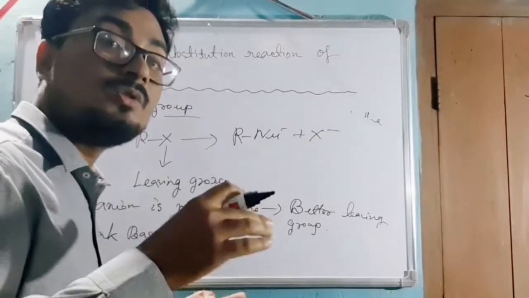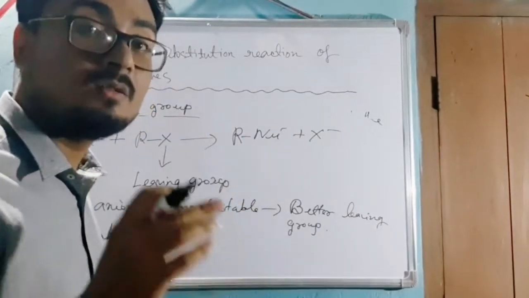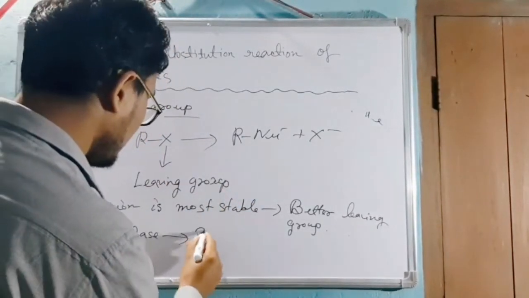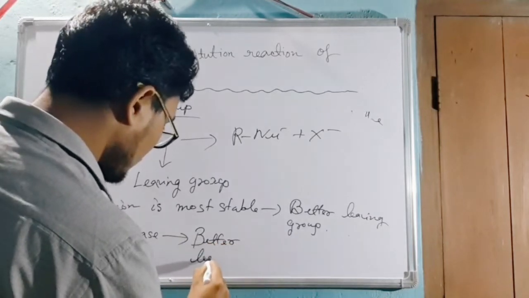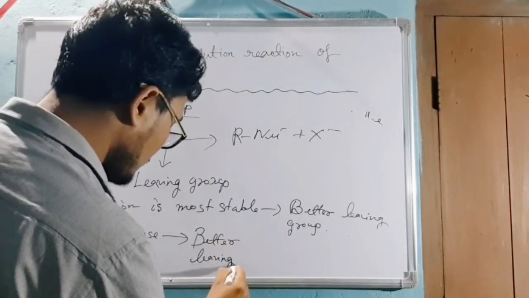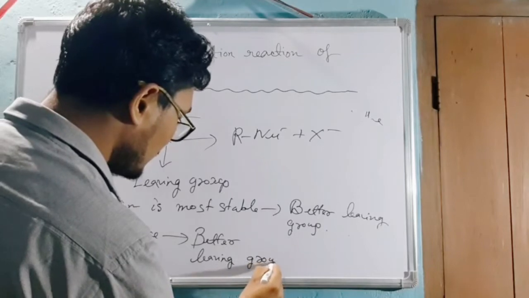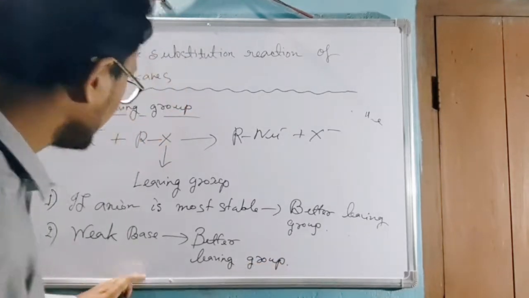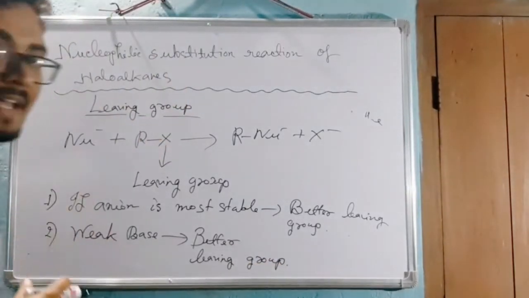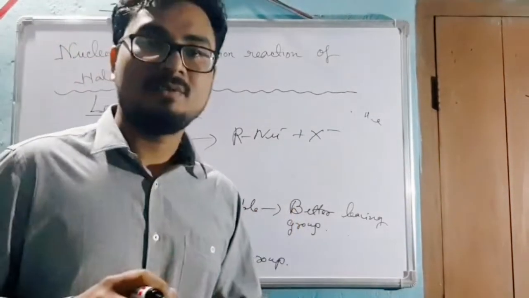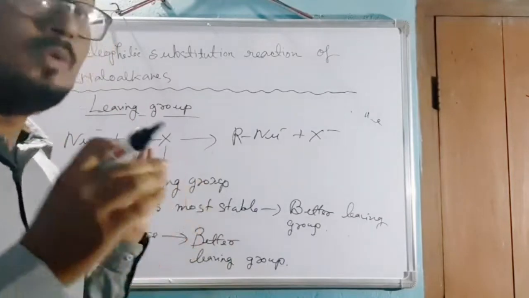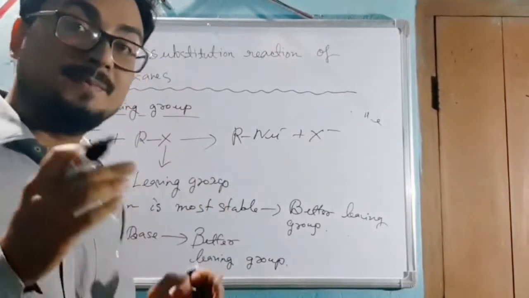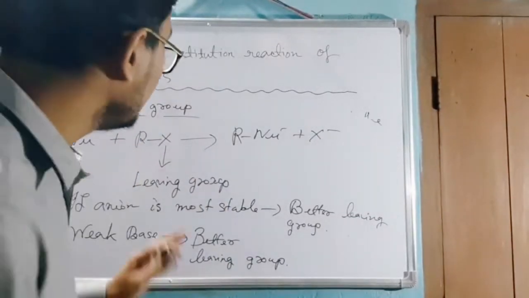Weak bases are also a better leaving group. If the anion is more stable, that means it is a better leaving group. Number 2, weak bases also have a better leaving group.